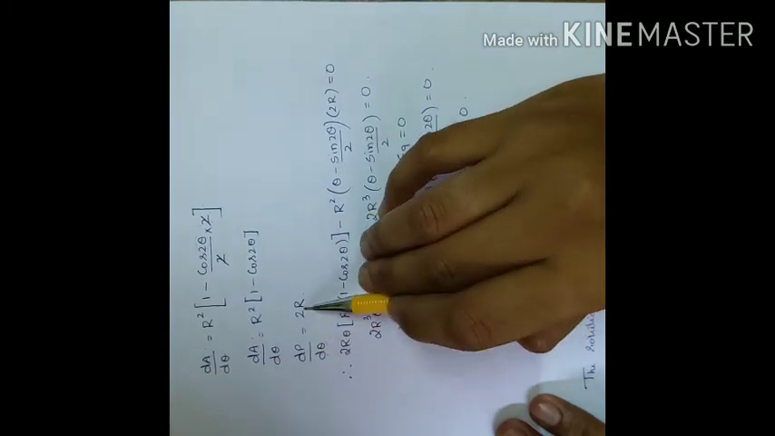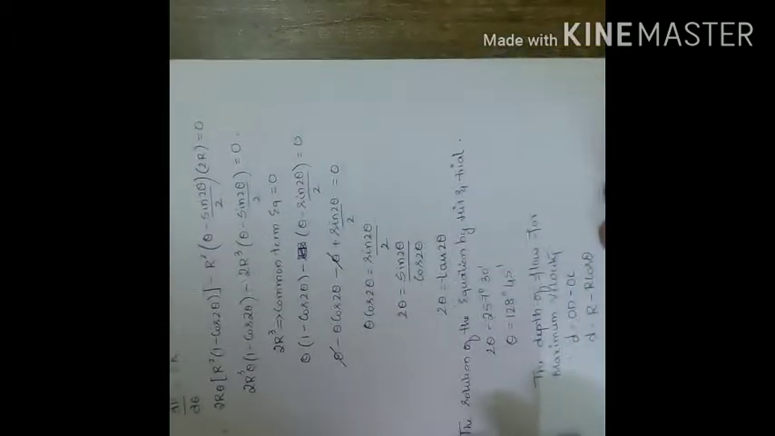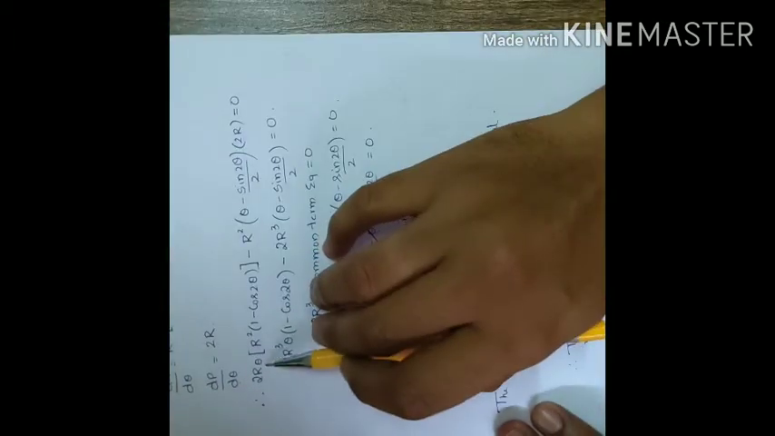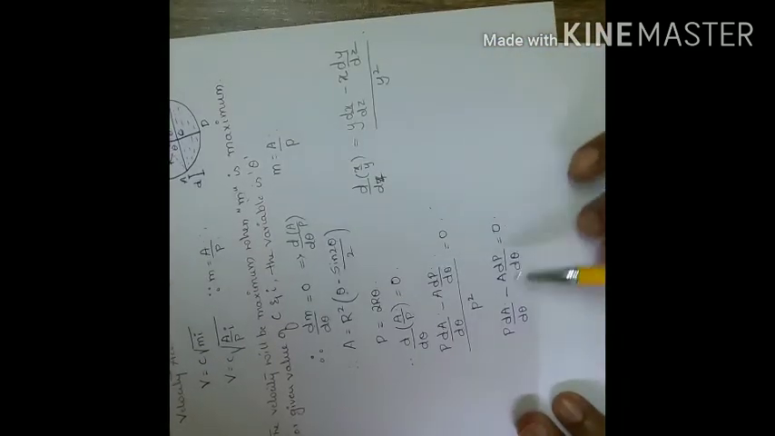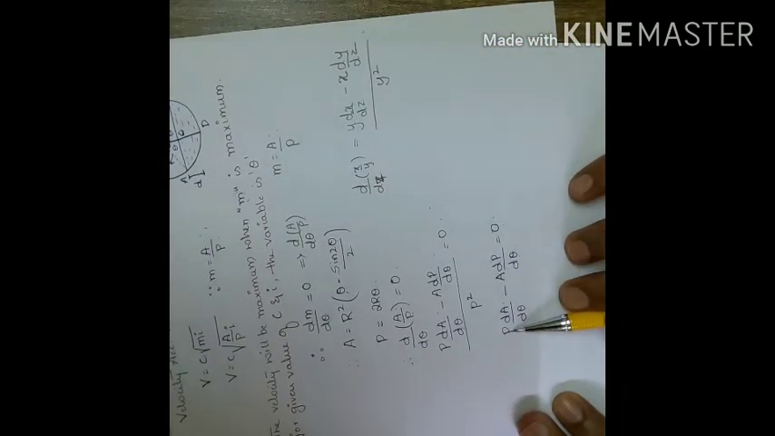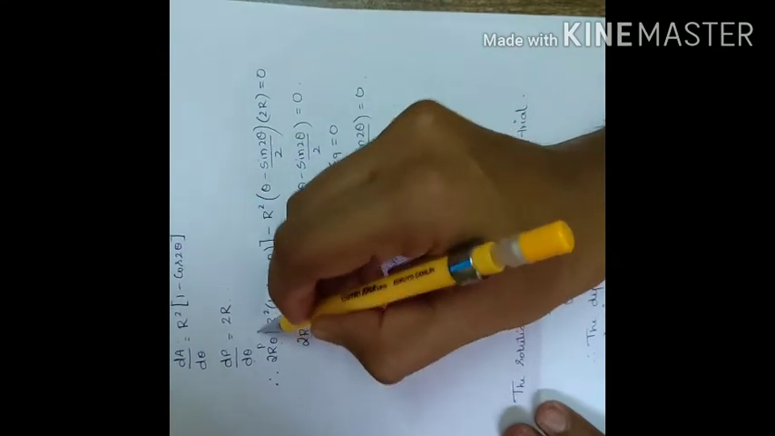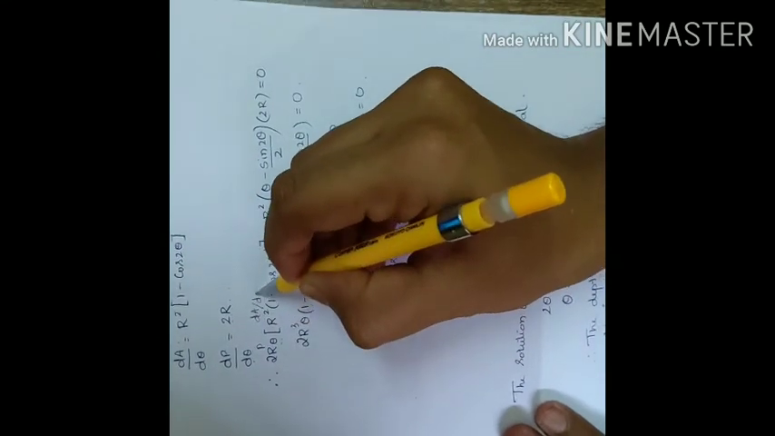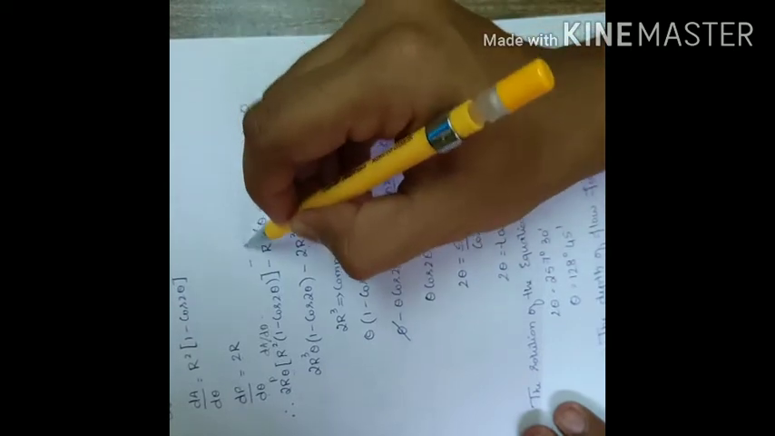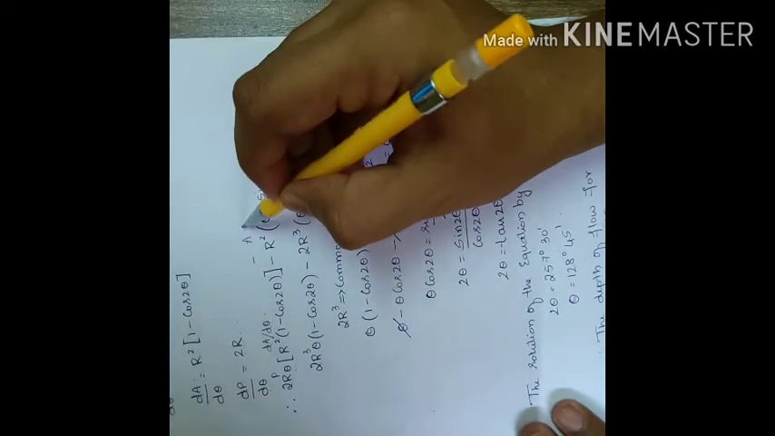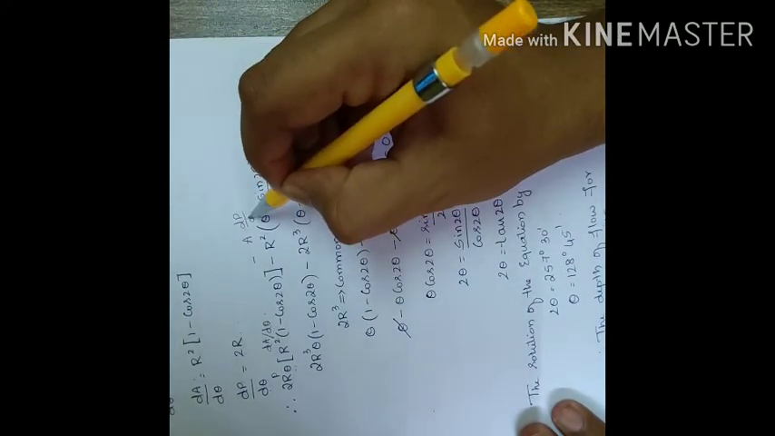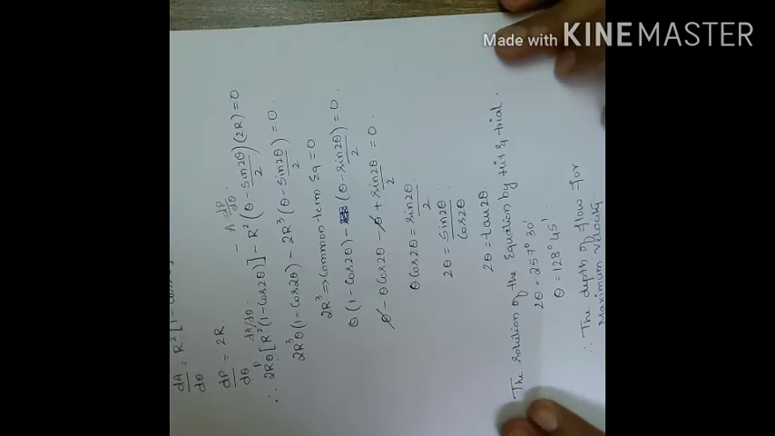So dP by d theta, 2r theta, differentiation of theta is 1, again remaining 2r. Now substituting in the equation. Now in which equation do we need to substitute? Here we have previously shown the equation we need to make use of. First is P, that is P is the wetted perimeter. So this is P, okay, and this is dA upon d theta minus A into dP by d theta. So this formula should be equal to 0.